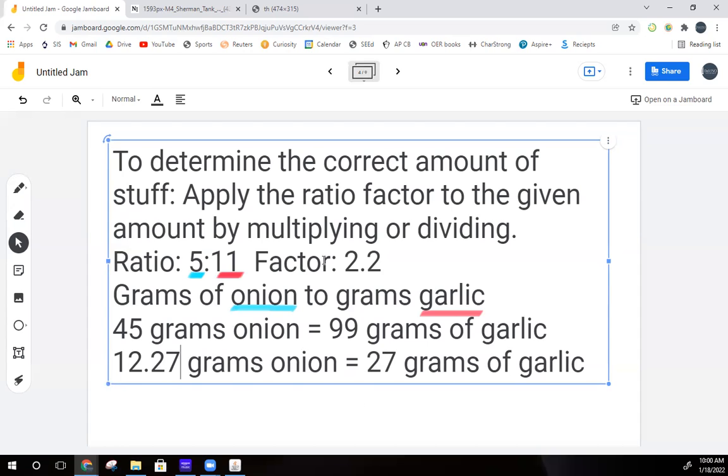Again, we're going to take our ratio factor, which we calculate by dividing the big number by the small number, and apply it to our known amount by either multiplying to get a bigger number, multiplying 45 by 2.2 to get 99, or if we're calculating for the smaller number, we divide our given amount by the ratio factor.